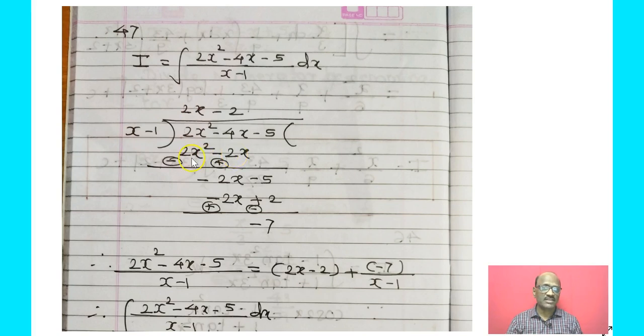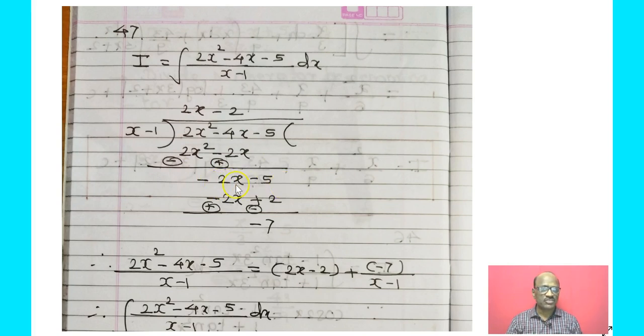And again, when there is a division, we change the sign. That is plus and minus; the minus becomes plus. That is plus 2x square and minus 2x square get cancelled. And here is a minus 4x and plus 2x. It becomes minus 2x and minus 5. Again, here is a minus 2x.